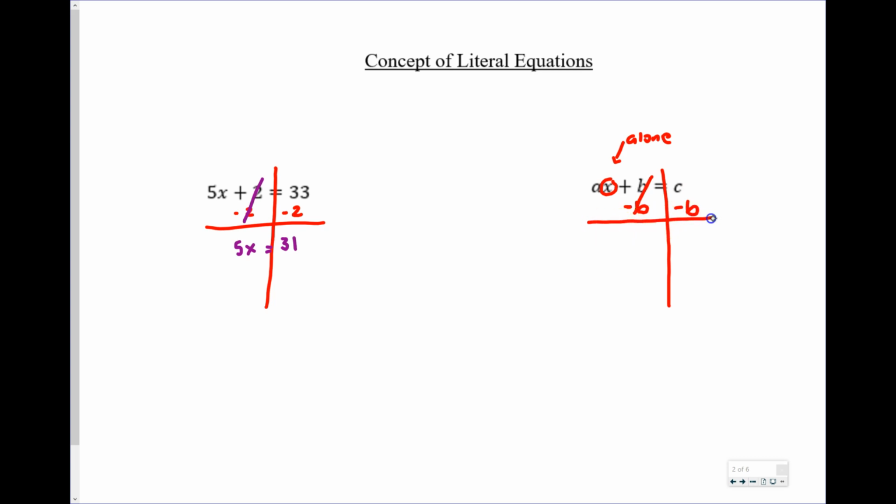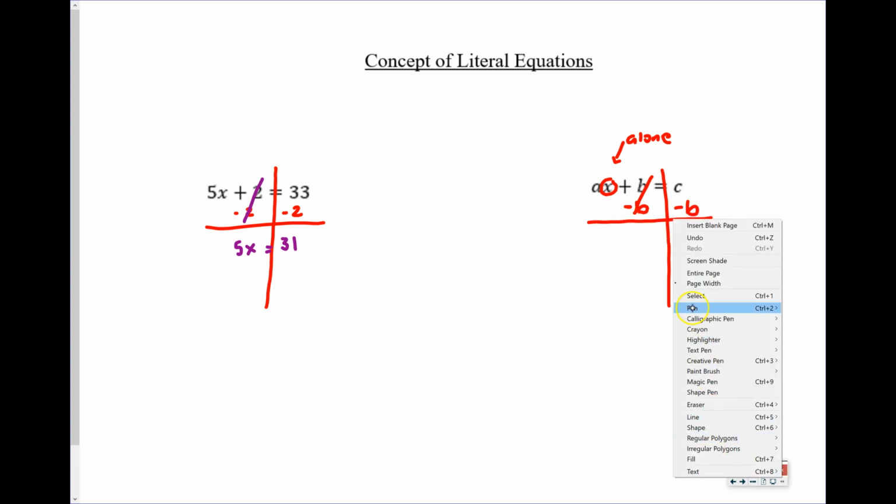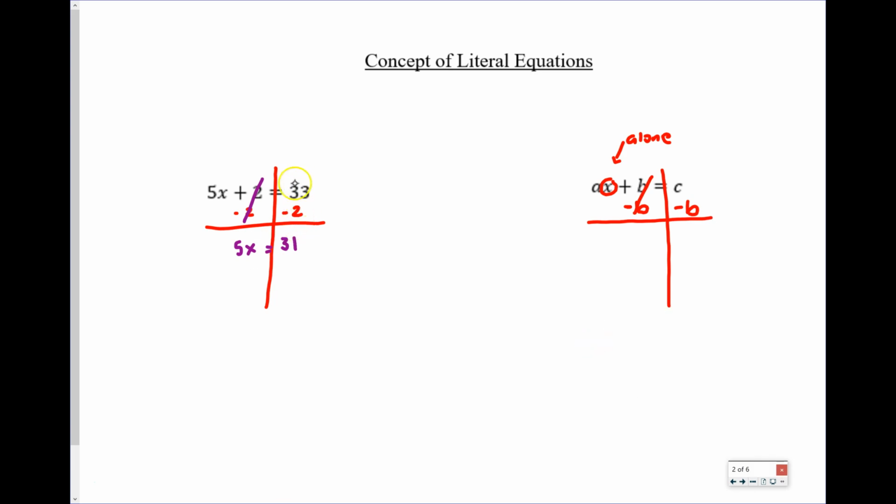And now here's where things get interesting. Notice on the left, when I subtracted the 2, I could actually compute that. 33 minus 2 is 31. However, on this side, c minus b, that's not a thing. I can't take c minus b and get a different letter. So the best I can do is just rewrite it as c minus b on the right side, instead of actually computing it like I did over here on the left side.